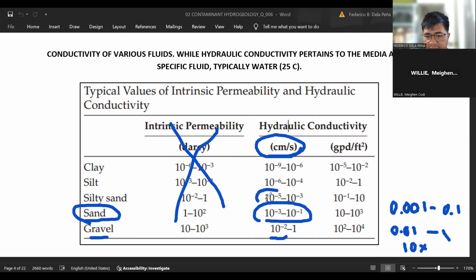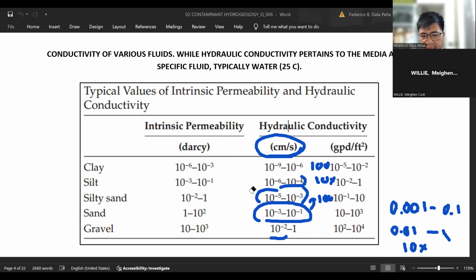Now, as we move to silty sand, you get something like -5 to -3. If you look at this one, you essentially decrease the velocity by a factor of 100. And then from silty sand to silt, again, you essentially decrease the hydraulic conductivity by a factor of 10. And then again to clay, you decrease the velocity by a factor of 100. And those are huge jumps in numbers.